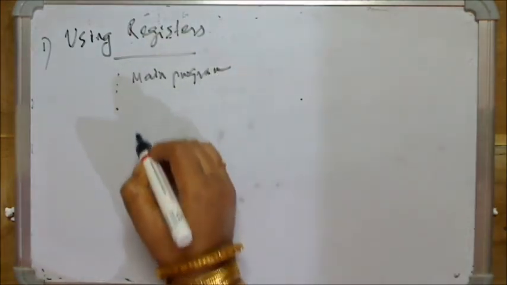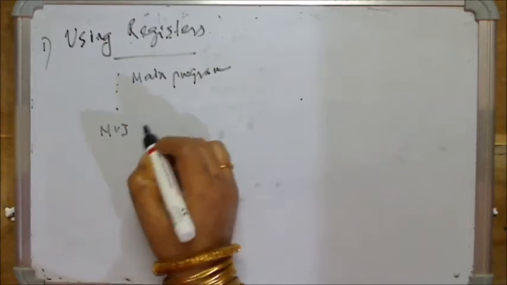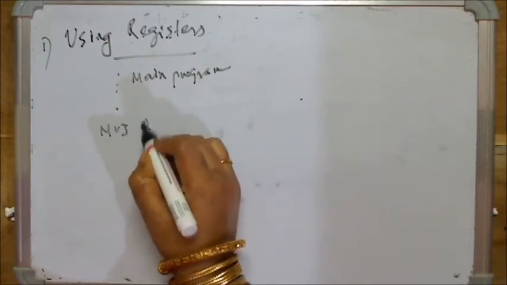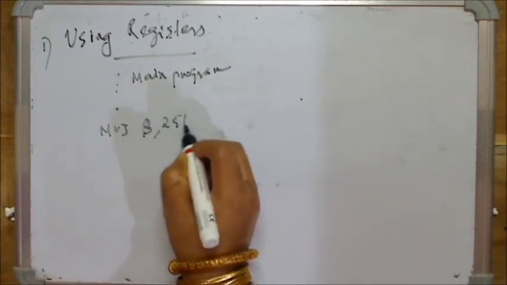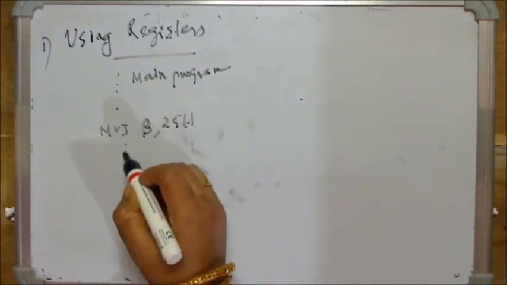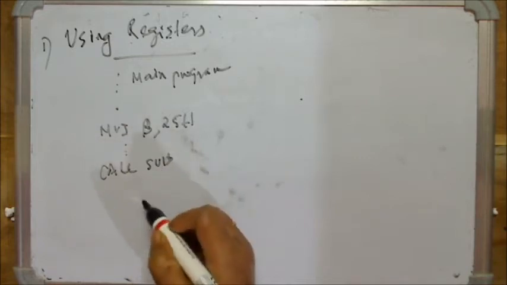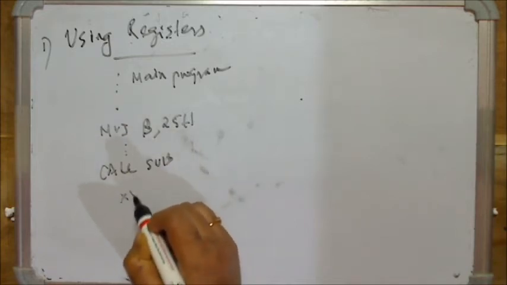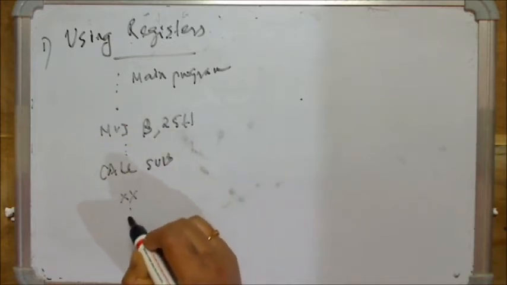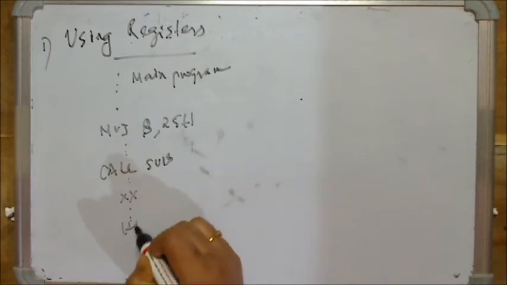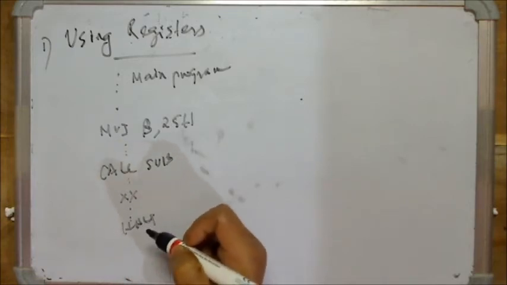Okay, then I have written MVI B, 25H. Okay, then call sub. Then this is some random instruction, then call.